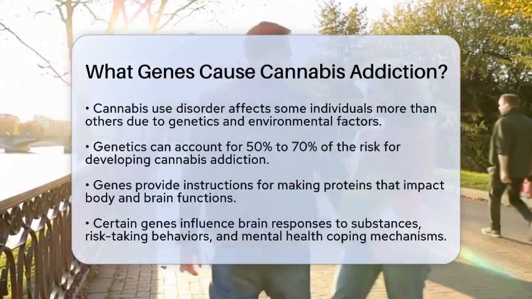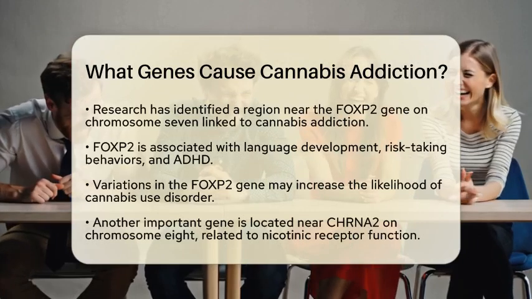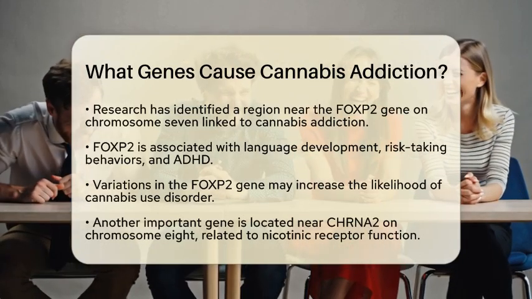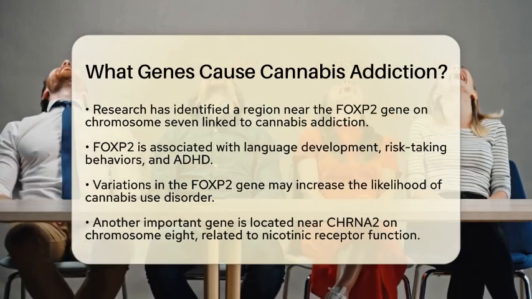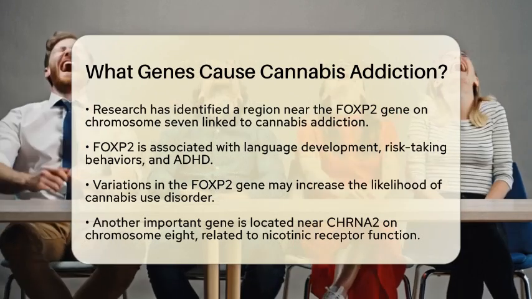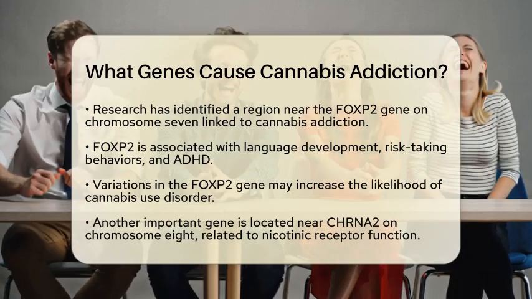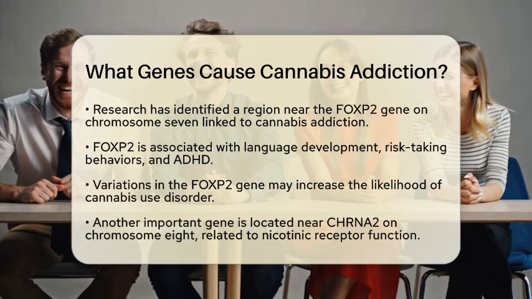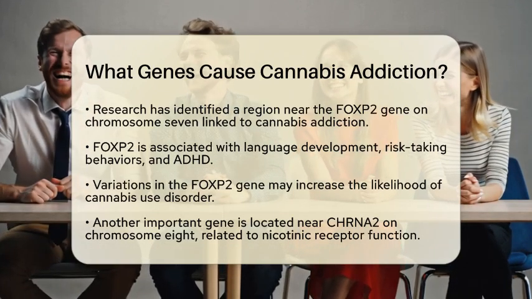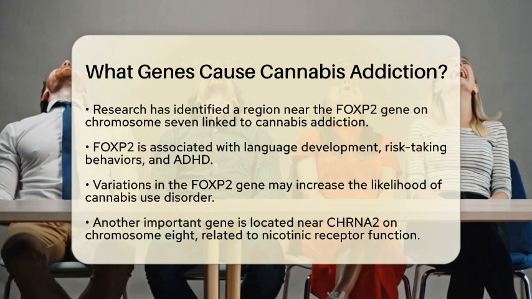In the context of addiction, certain genes can affect how the brain responds to substances, how we manage risk-taking behaviors, and how we cope with mental health challenges. One important area of research focuses on specific genes linked to cannabis addiction. For instance, scientists have identified a region near the FOXP2 gene on chromosome 7. This gene is known for its role in language development, but is also connected to risk-taking behaviors and attention deficit hyperactivity disorder. Variations in or around this gene might influence the likelihood of developing cannabis use disorder.